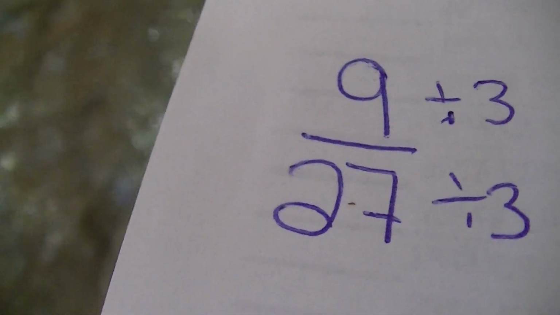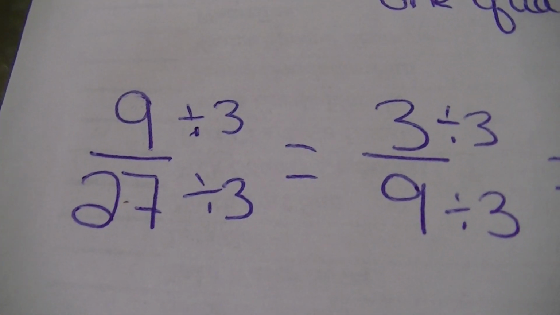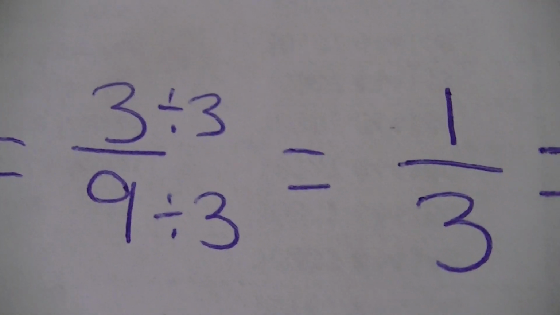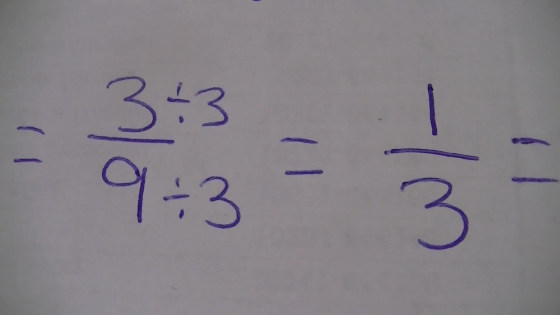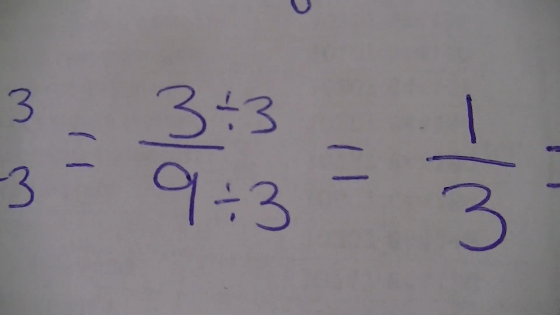Got another big number for you, 9 over 27. Oh my gosh, how can we do this? Well, we could divide by 3, because I know 3 goes into 9 3 times, and 3 goes into 27 9 times. And then if I'm left with 3 over 9, I can divide that again by 3, and say 3 goes into 3 one time, 3 goes into 9 3 times, that turns into 1/3.